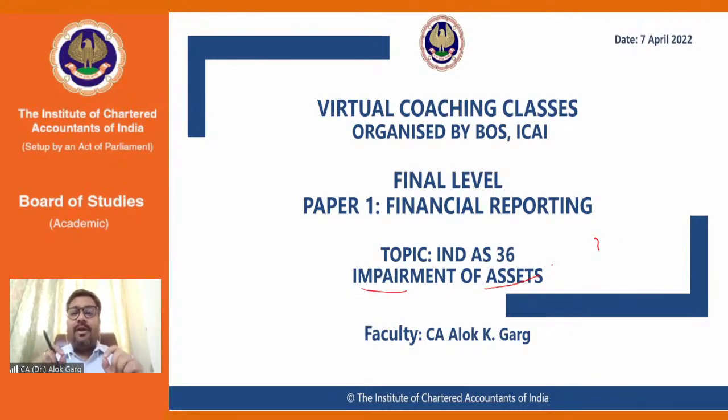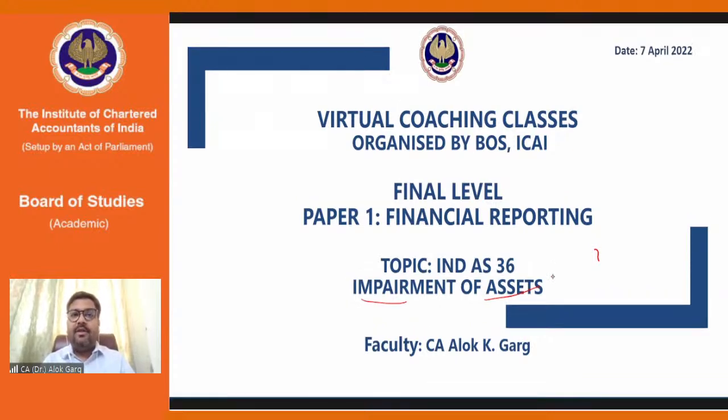So when I talk about the word impairment, what comes to your mind? Is it something positive? Is it something negative? Is it an appreciation in value or a depreciation in value? What comes to your mind? Of course, impairment is a negative word. Impairment means reduction in value, right? When the value of the asset goes on decreasing, it means there is an impairment. So impairment is a reduction in the value of the asset.